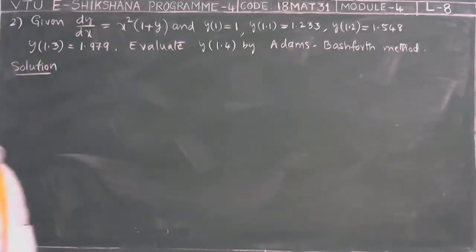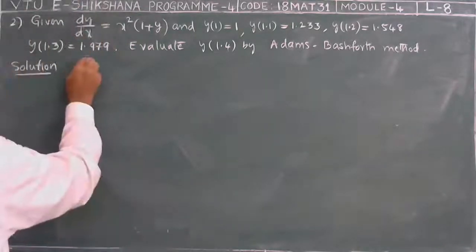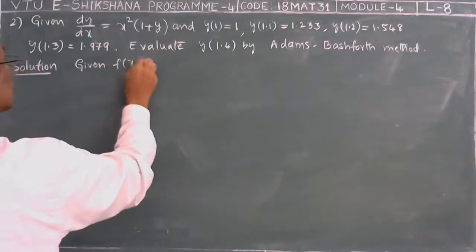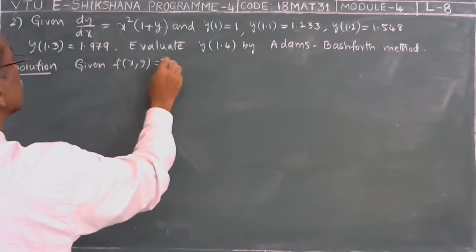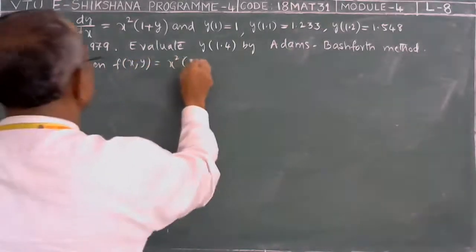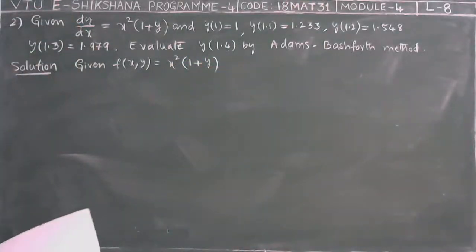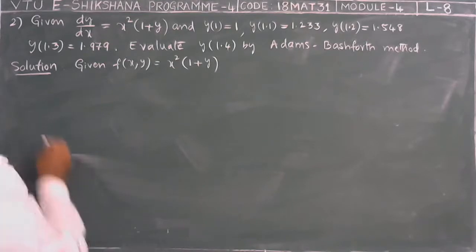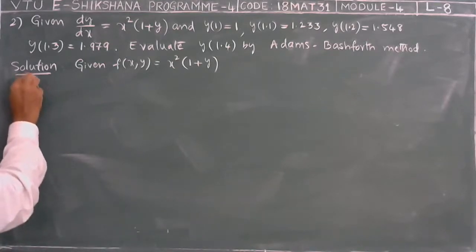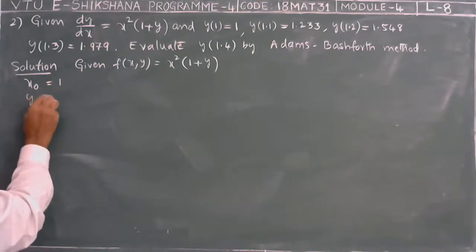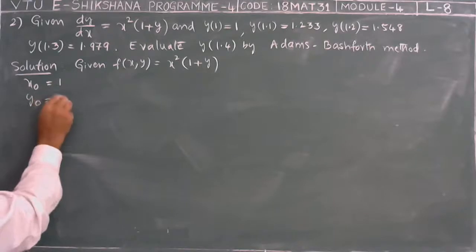That is very important. So, given f of x comma y is equal to x square into 1 plus y. Then x naught is given to be 1 and y naught is also 1.